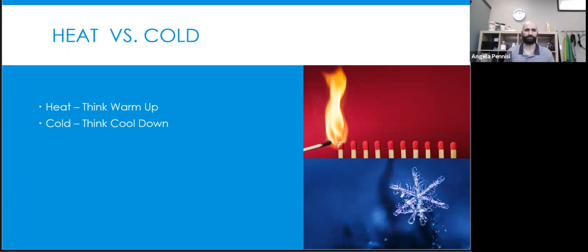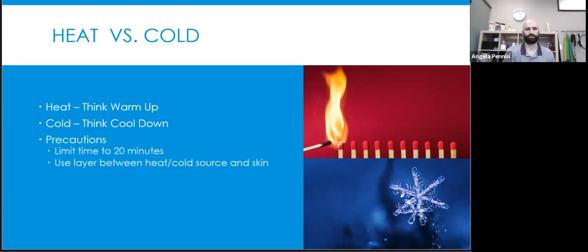But again, at the basics, we'll say heat to warm up, cold to cool down. And here are some precautions in terms of using heat or cold, both. You want to limit the time to about 20 minutes, whether you're doing heat or cold. You want to use layers between the source just to make sure that you're not giving yourself any burns, whether it be a heat-related burn or a cold burn, and avoid sleeping with heating packs to avoid burns.